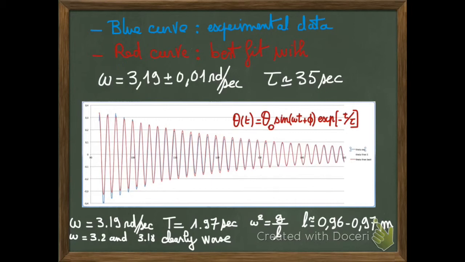So we have a period of about 1.97 seconds at best, and that gives a length of the pendulum of about 0.96, 0.97 meter, which makes sense when you look at the cable of the iPhone we have used. So it's rather amazing to see how well that can be described.